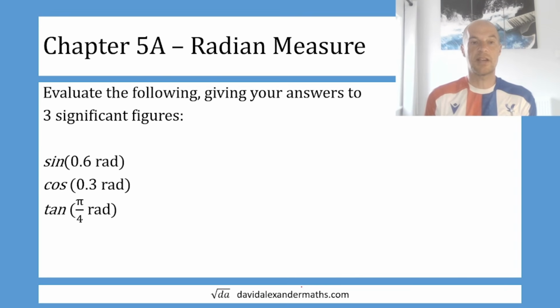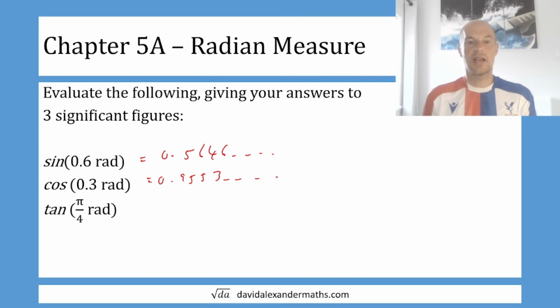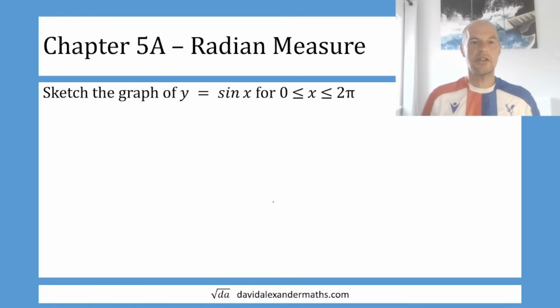So I'm simply typing in sine 0.6, and obviously it's in radian, so that's all I need to do. Sine of 0.6, and what I'm getting there is 0.5646. Cos of 0.3 radians, so cos 0.3, and I'm getting 0.9553. For tan of pi over 4, tan, and then just type in pi over 4, nice and easy, which is 1. And hopefully there'll come a time when you just know automatically that the tan of pi over 4 is 1. Okay, sketch the graph of y equals the sine of x for 0 to 2 pi.